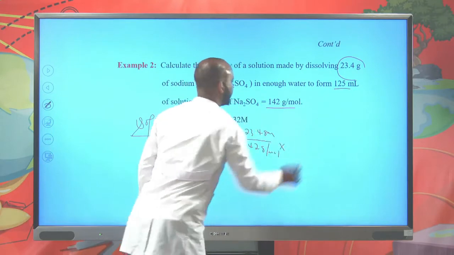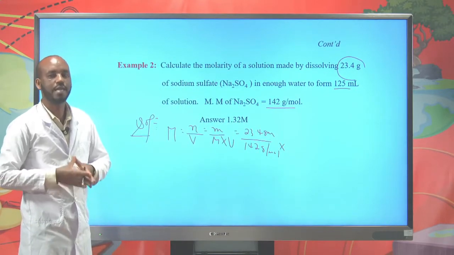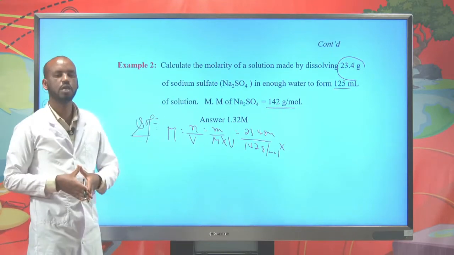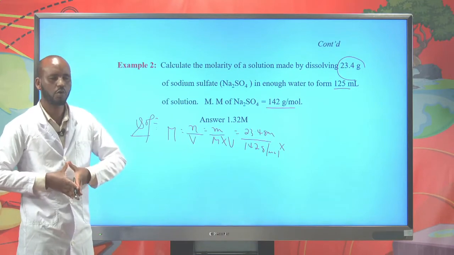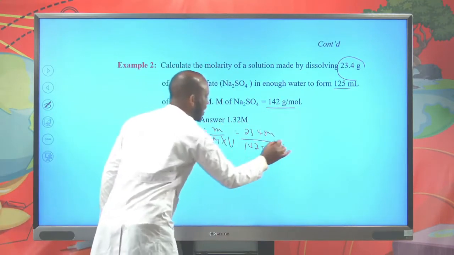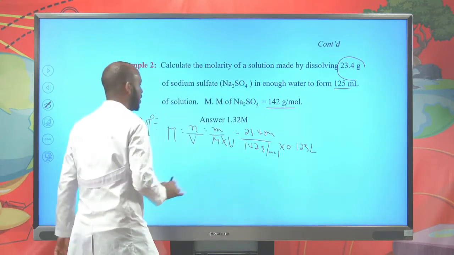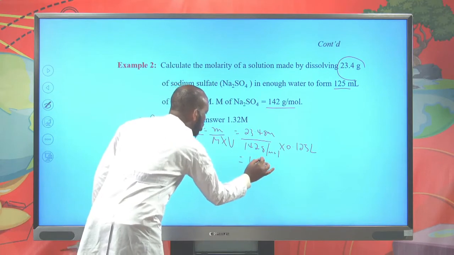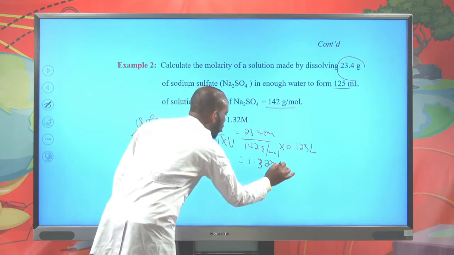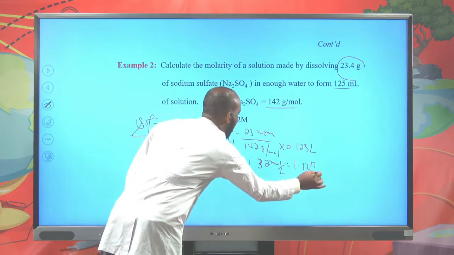125 milliliter is the volume of the solution. You have to convert it into liters because the unit of molarity is mole per liter, which is known as molar. 125 milliliter is the same as 0.125 liter. This equals 1.332 mole per liter, equal to 1.32 molar.